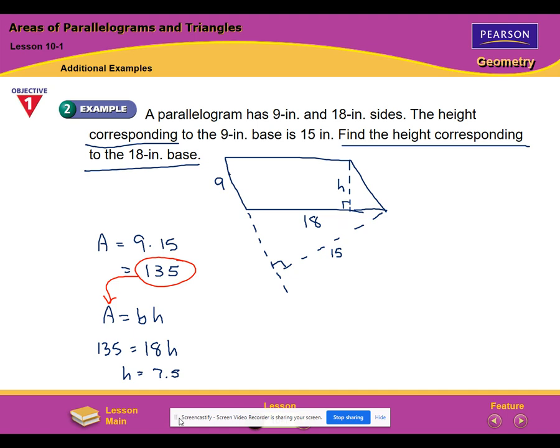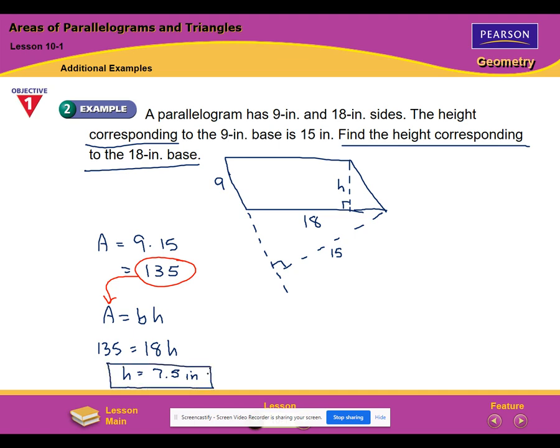Well, the explanation I gave you a minute ago: when we're measuring something that is a length, it's going to be in feet, inches, miles, meters. In this case, it's inches. H is 7.5 inches.